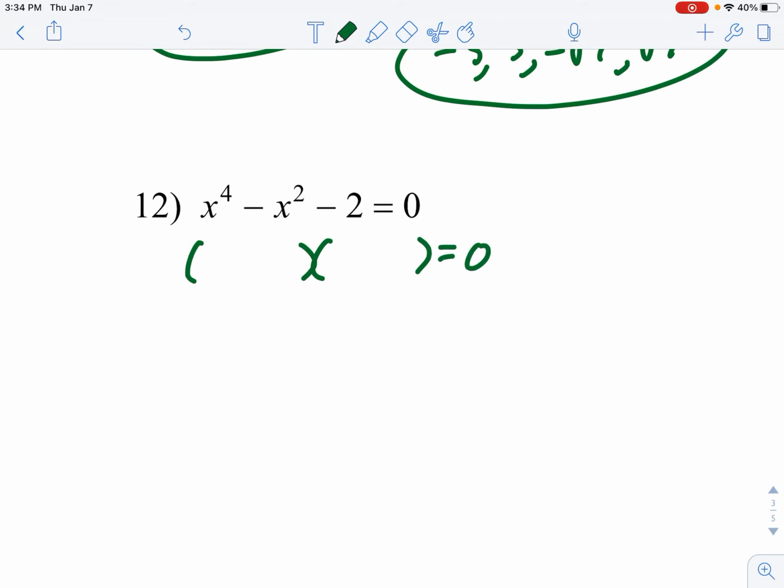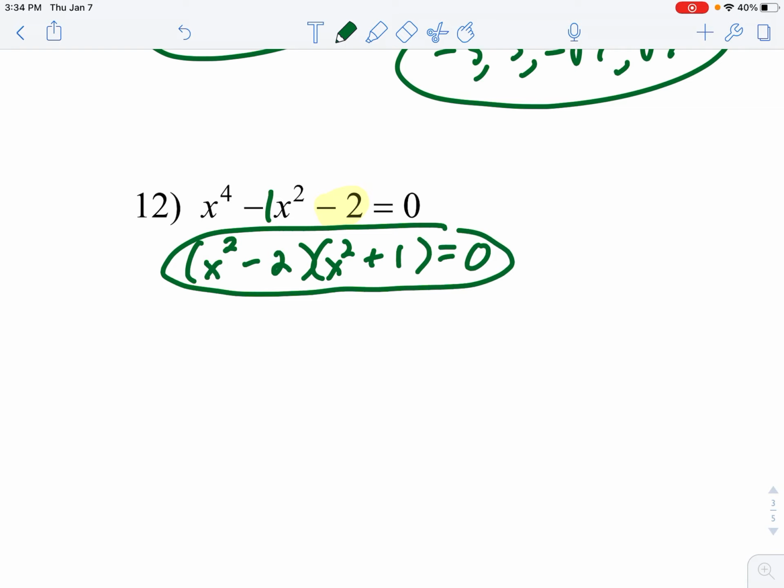So we'll go straight to trinomial factoring, only this is going to be x squared, x squared. We need 2 numbers that multiply to negative 2, add up to negative 1. Well, what is that? 2 times 1 is 2, negative 2 plus 1. There it is. Now, can any of these factor any further? No, none of them is a difference of squares. So this is it. This is factored.